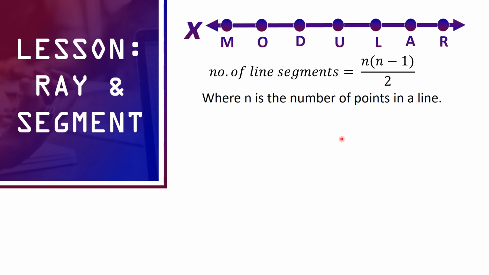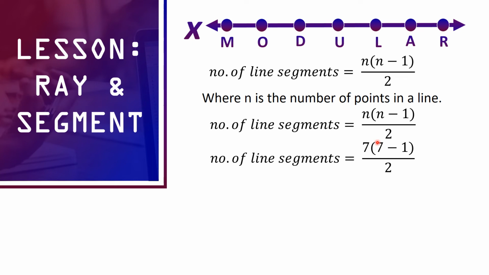So we use the formula. Number of line segments is equal to n times the quantity of n minus 1 all over 2. Then let us substitute. So n is the number of points. So we substitute 7 to n because we have here 1, 2, 3, 4, 5, 6, 7 points. So substitute 7 to n, and then again 7 here. So n minus 1, we will have 7 minus 1 all over 2.